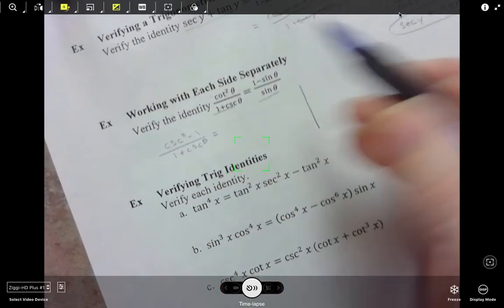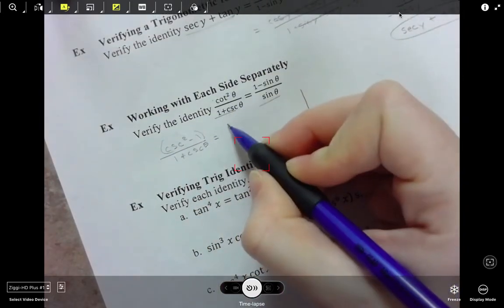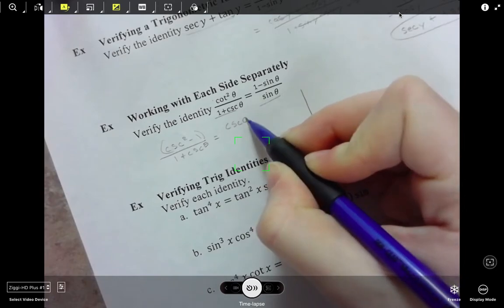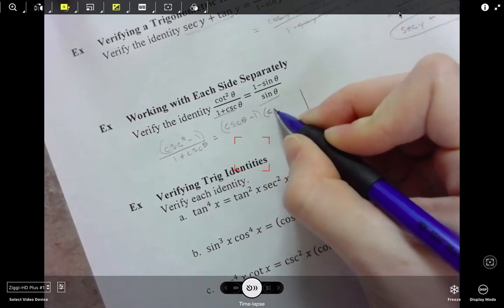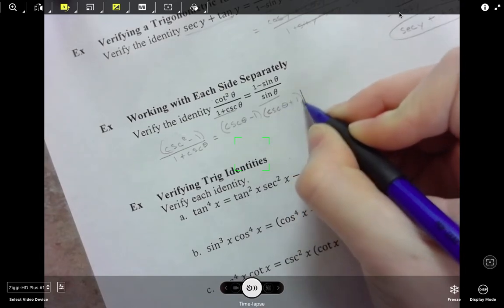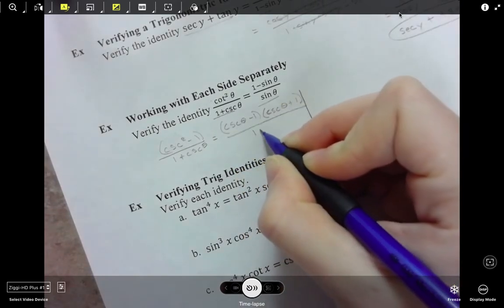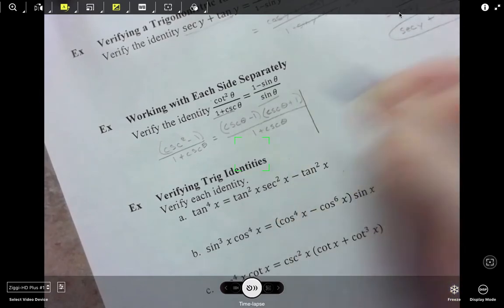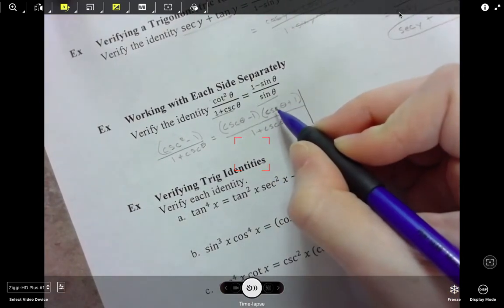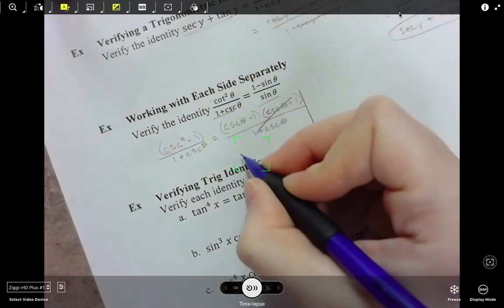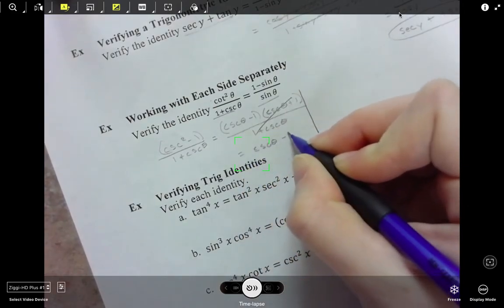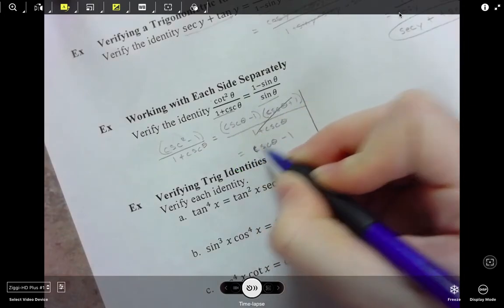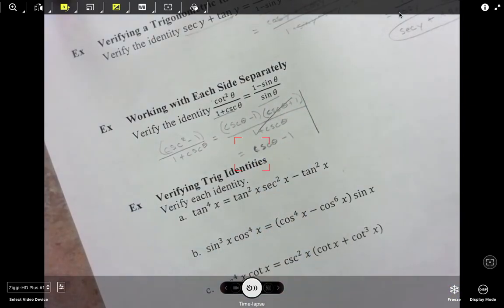Cosecant squared minus 1 is a difference of squares. It is cosecant theta minus 1 times cosecant theta plus 1. And at the bottom, I have 1 plus cosecant theta. 1 plus cosecant theta is the same thing as cosecant theta plus 1, so those cancel out. So all I have is cosecant theta minus 1. Okay, and I don't think there is any more that I can do with that.